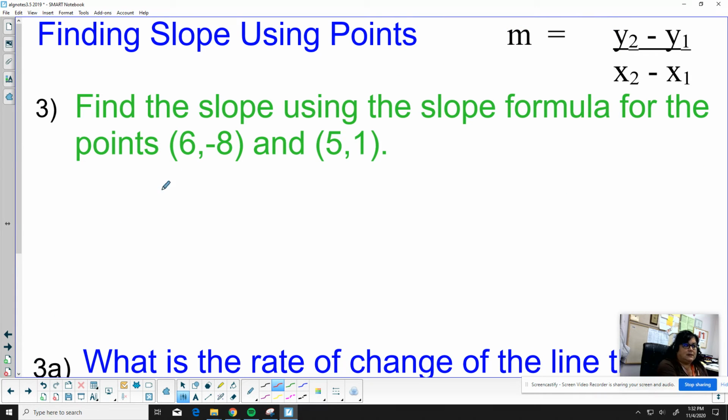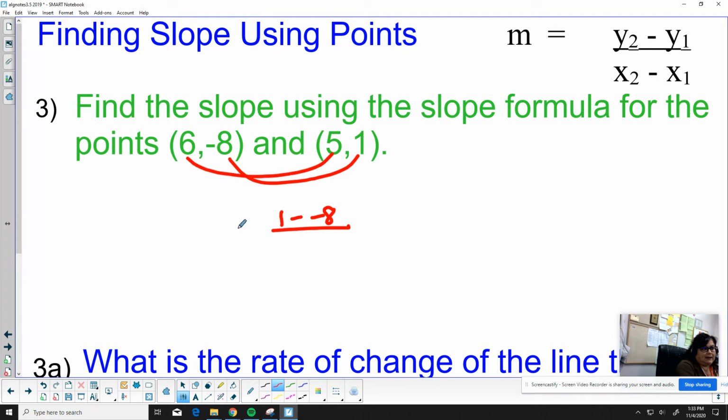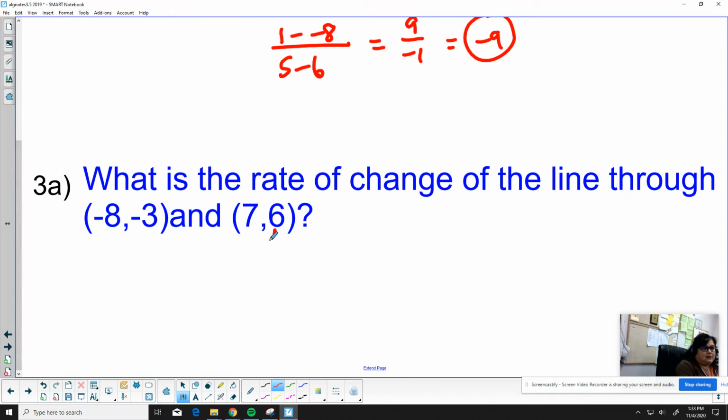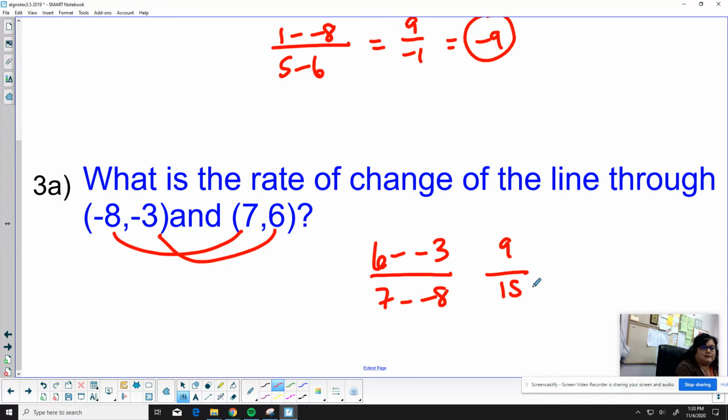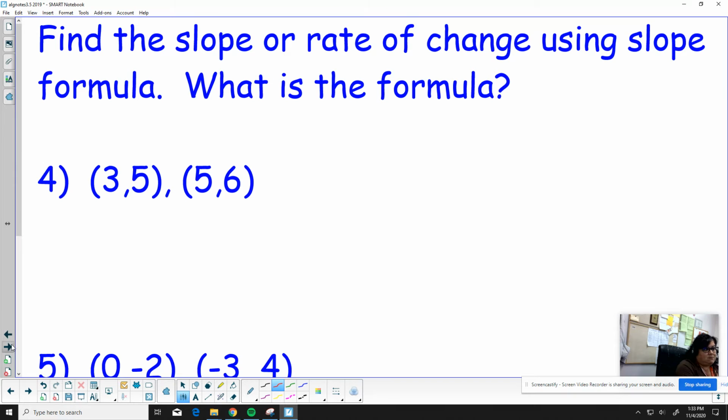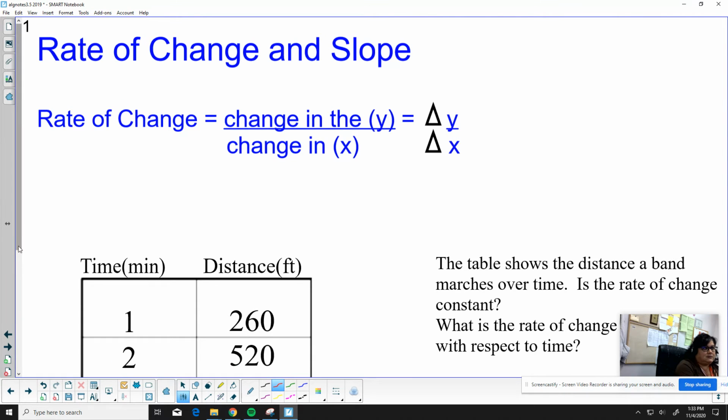All right, you press pause and try 3 and 3a and see what you come up with. All right, so we're going to do 1 minus negative 8 and 5 minus 6. So this is 9 over negative 1, or just negative 9. And then here, 6 minus negative 3 is 9, and 7 minus negative 8 is 15. And that will simplify by 3, so let's simplify it. So 3/5 is my slope. I have more, and I think we're going to move to the tables.